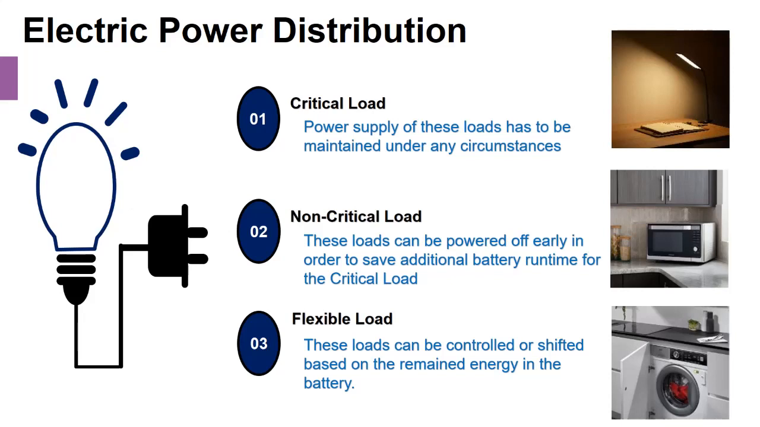The second one is non-critical loads, such as microwave and oven, which can be powered off early in order to save additional battery runtime for critical loads. And the last one is flexible loads, such as geyser, air conditioner, washing machine. These loads can be controlled or shifted based on the availability of the grid and remaining energy in the battery.